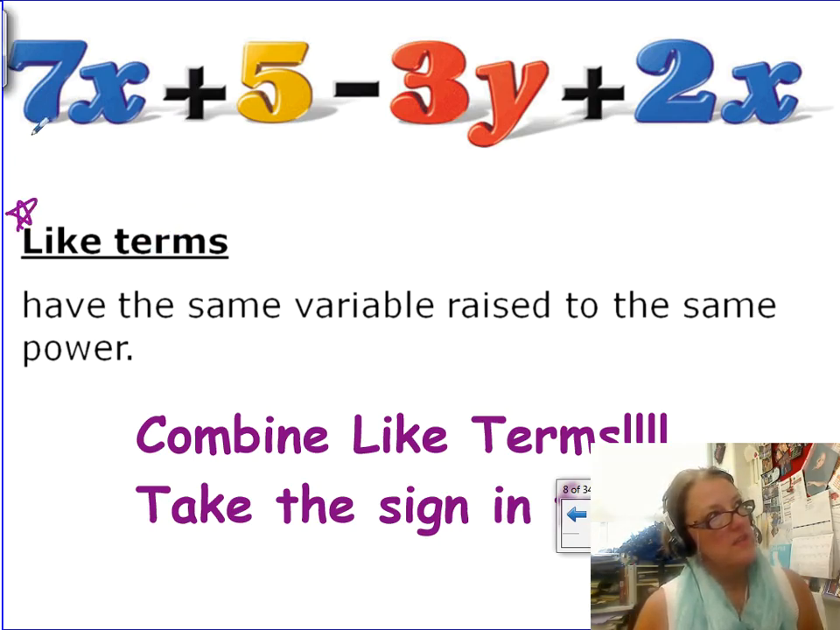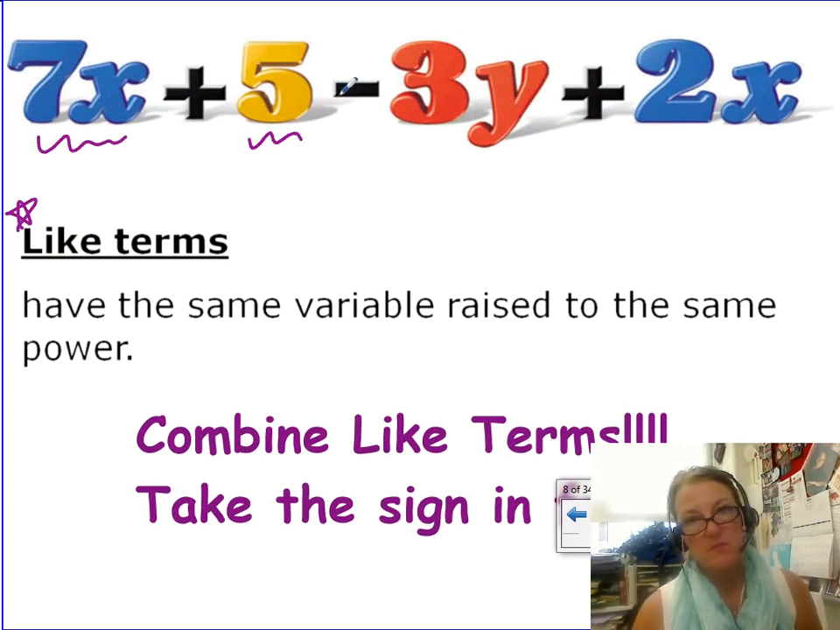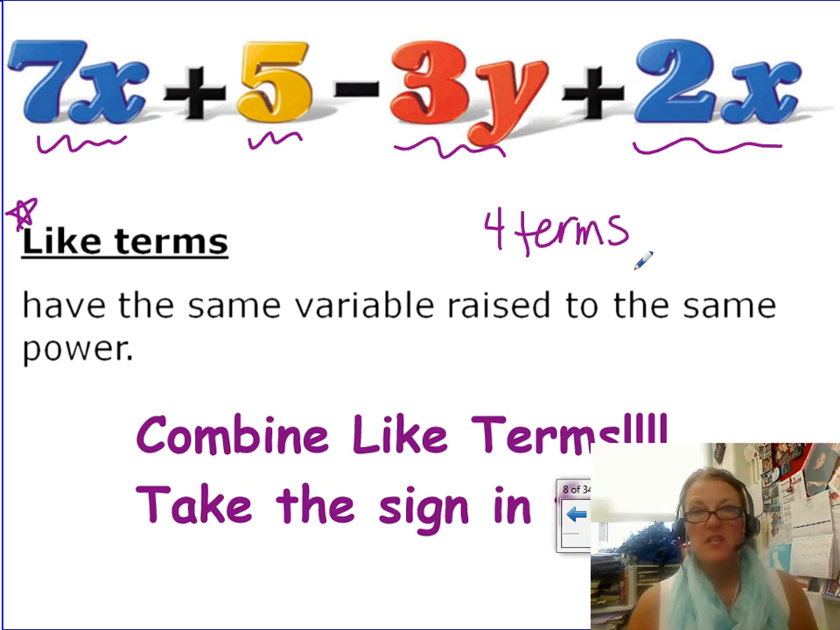So let's say that we have an expression like this on the top. And I use this big, huge one. 7x, there's a term. Here's a plus sign. 5, then a subtraction sign, then a 3y plus 2x. So right now I have 4 terms. Out of these 4 terms, your job is going to be now to look for things that are alike, that are similar, that are same. Okay, and particularly what we define them as is that they have the same variable and it's raised to the same power.